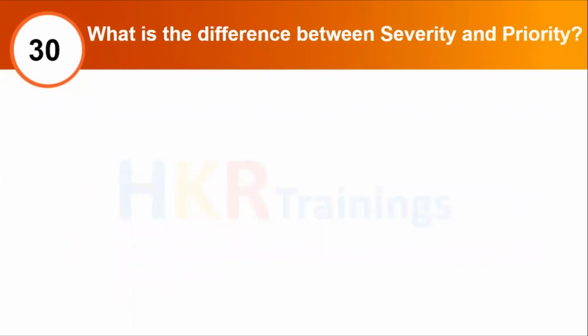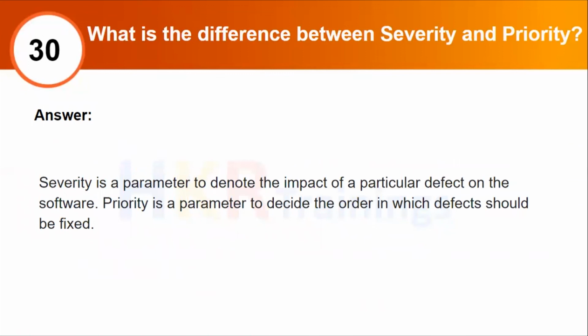What is the difference between severity and priority? Severity is a parameter to denote the impact of a particular defect on the software. Priority decides the order in which defects should be fixed. Suppose we have encountered 10 bugs during our testing. As I told before, if I click on any button on the page and the application crashes, then the user will no longer be able to access it, and he has to stop his actions immediately. So it is a very high severity bug.